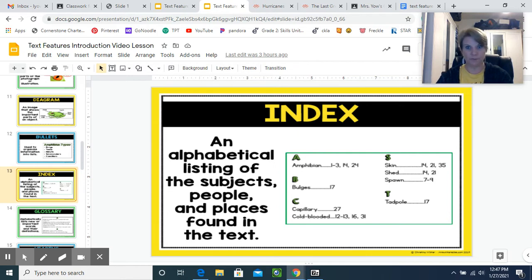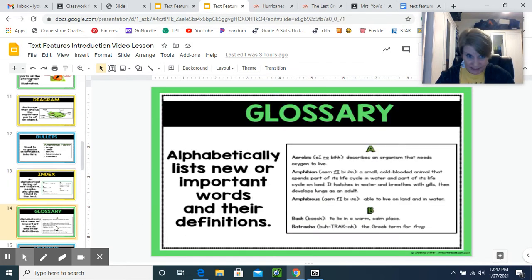Okay, so remember, an index is not the same thing as a glossary. A glossary is an alphabetical list of the newer important words and definitions from your book. So what I like to think of a glossary as is a little mini dictionary. So it's not like the big dictionary where you go look up all your words, and any word that you want to know the meaning of, you can find it there.